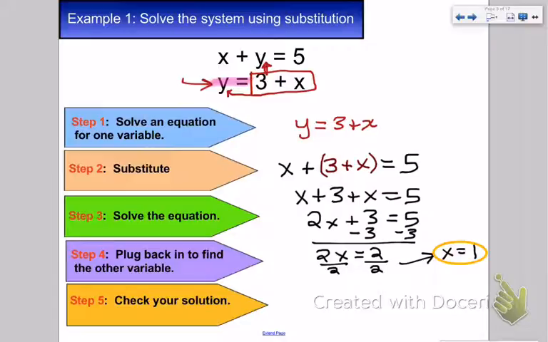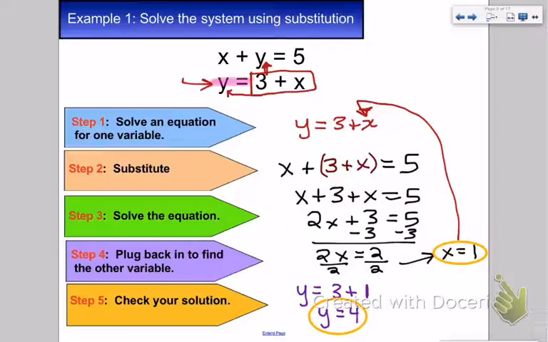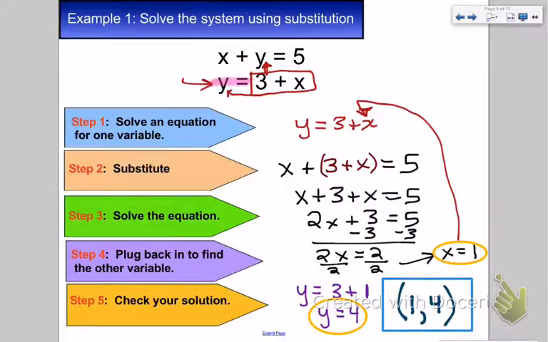Now we look at that purple step. It says plug back in to find the other variable. So I'm going to plug it back in for my x value in this equation. That means I have y is equal to 3 plus x, which is 1. Therefore, y is equal to 4, and that is the second part. But I'm still not done because I always have to write my answer as an ordered pair. So x comma y, 1 comma 4, and that is my final answer.